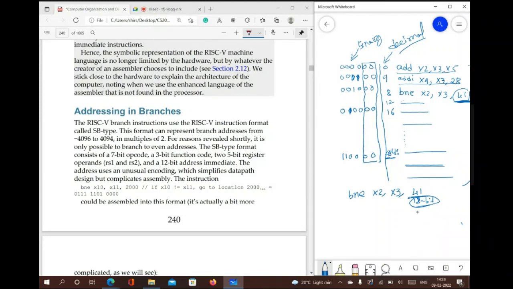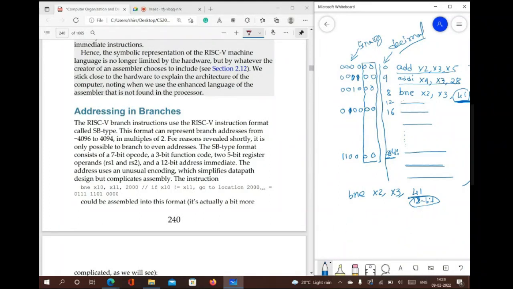Suppose we have a 12-bit field. From this 12 bits, the last two bits are always 0 0. So instead of storing these two, we can store bit number 12 and bit number 13. The bits are actually 0 to 11, so instead of those two zeros, we can store bit number 12 and bit number 13 here. I hope you are understanding what I'm saying.